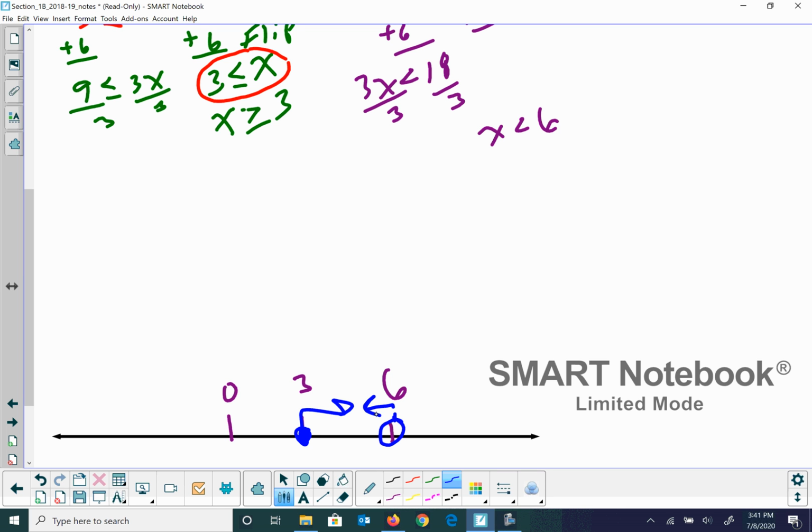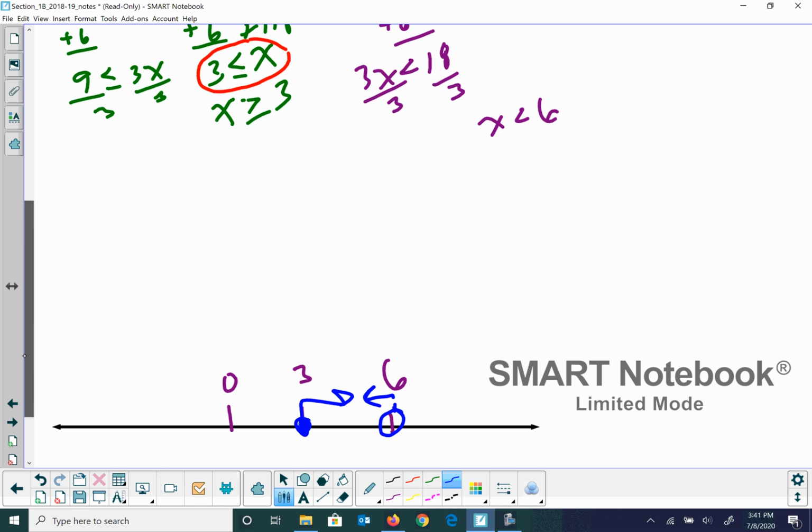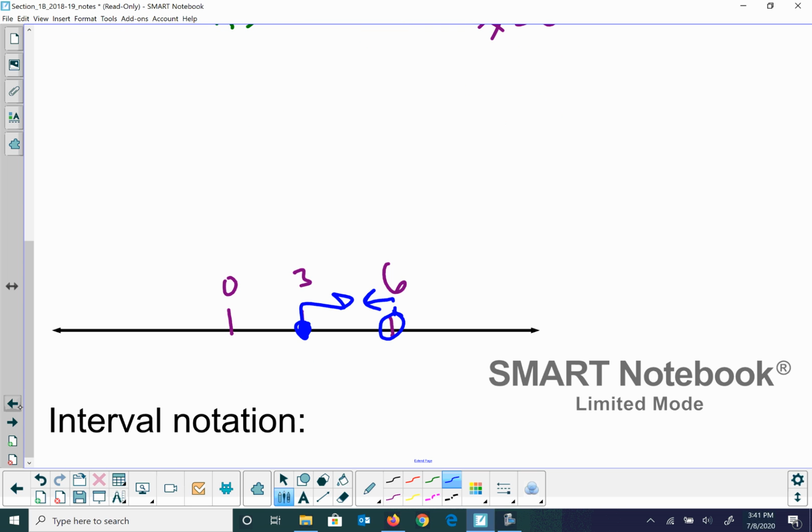There's no reason for me to do this because I want the interval notation of this now. So my interval notation says, I start at 3. It's a square bracket because I have a solid dot. And I go to 6 because I want this region in between these. I go to 6, and this is going to be a rounded bracket because it was an open dot. That's my interval notation.